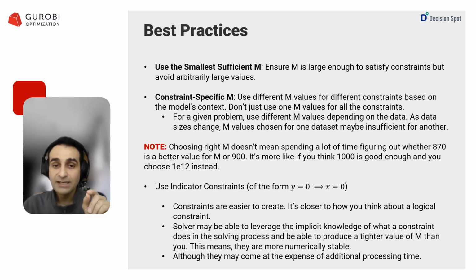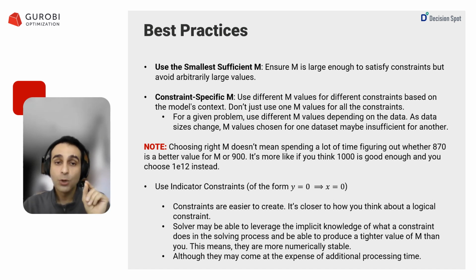That said, this does not mean that you will spend a lot of time figuring out whether 870 is a better value for M or 900. No, it's more about avoiding unnecessary extremes. If you think 1000 is good enough, then use that. But don't use 10 to the power of 12 instead. That's where the problem arises.